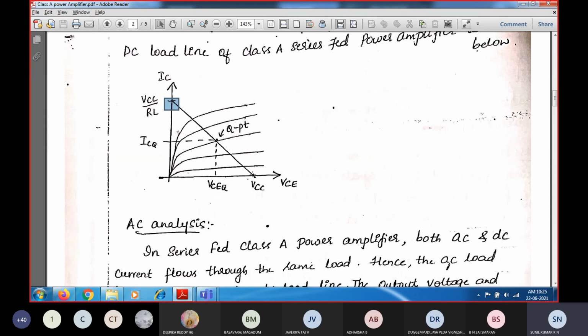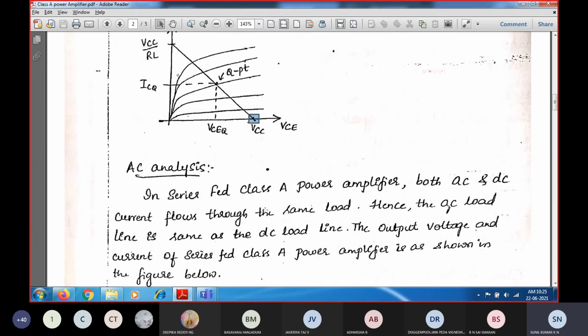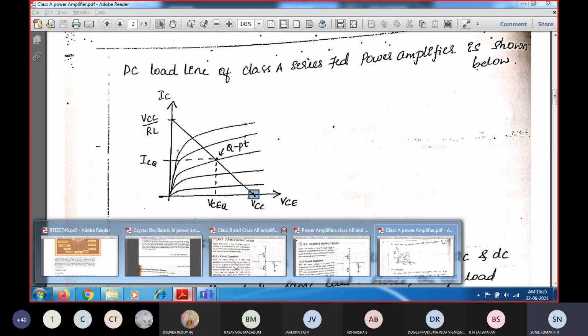For the class B amplifier, the operating point must be considered at the bottom, that is the x-axis line, the cutoff point. If you select the Q point here, what will be the result? The result is that only the positive half cycle will be passed and the negative half cycle will be clipped off. That means whatever input you are giving, only the positive half cycle of the input you can get at the output, whereas the negative half cycle will be clipped off. So this is what you need to understand about the class B amplifier.